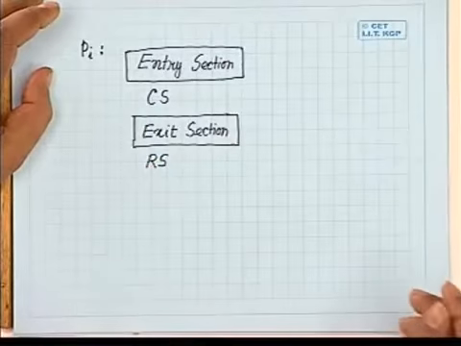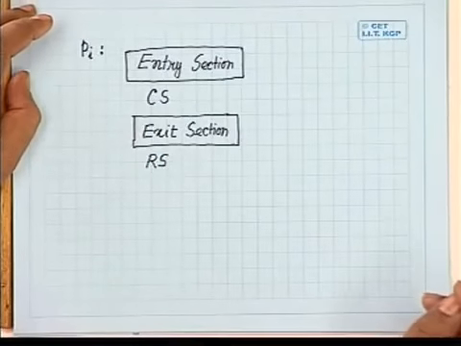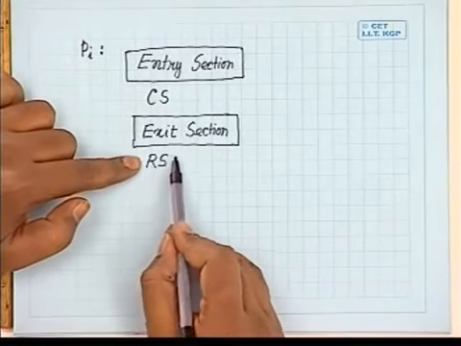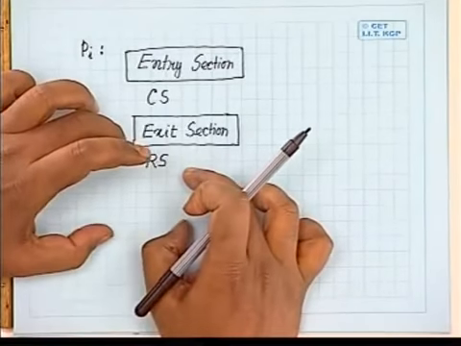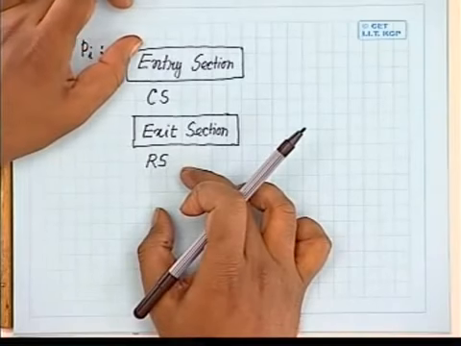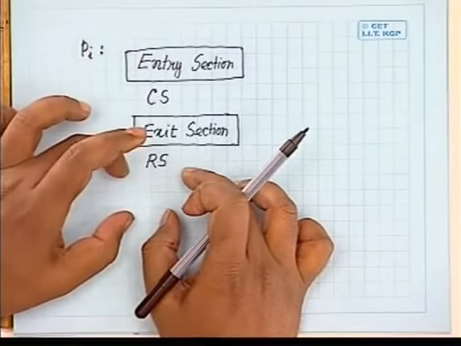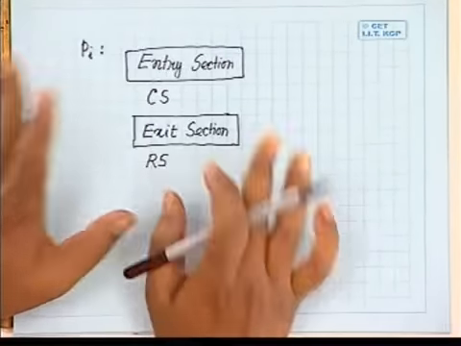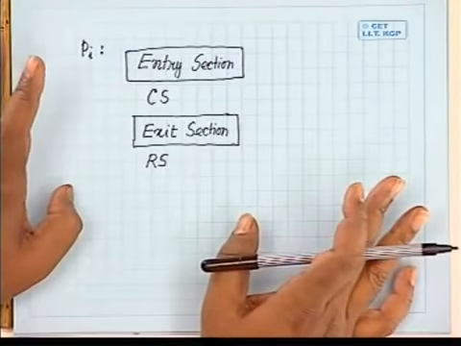So, this should be the usual structure of any program employing a critical section. Of course, it is not necessary that the remainder section has to be only on this side. I can have part of the remainder section before this, and part of it after this. It is the part of the code not involving any critical section. That is what is called a remainder section.